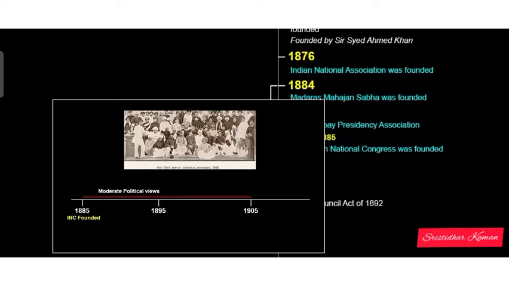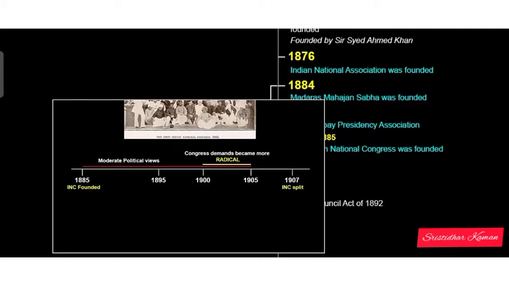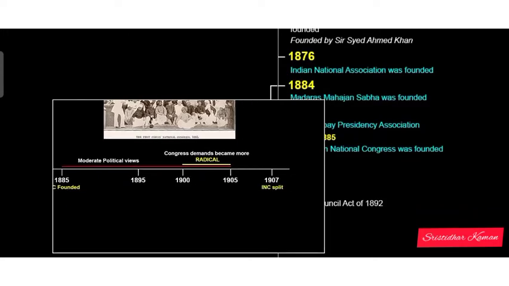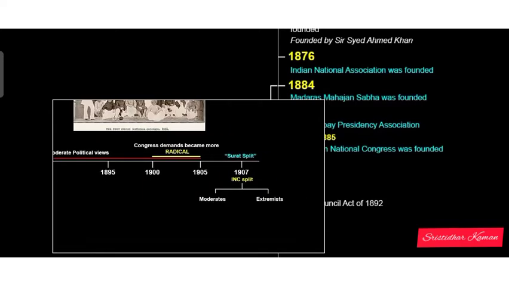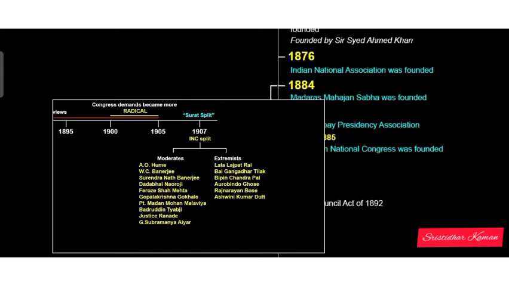With time, the Congress party became more radical and in favor of the independence movement. In other words, by the beginning of the 20th century, Congress demands became more radical. Finally, the Indian National Congress split into 2 parts, that is moderates and extremists, in the year 1907 at the Surat session of Congress, which was also popularly known as the Surat Split. Here are the names of some of the moderate leaders and the extremist leaders.